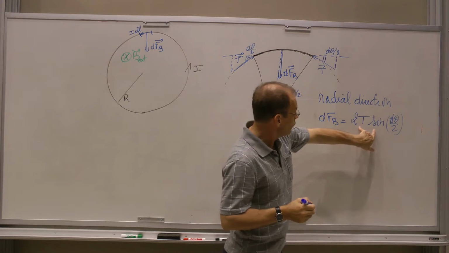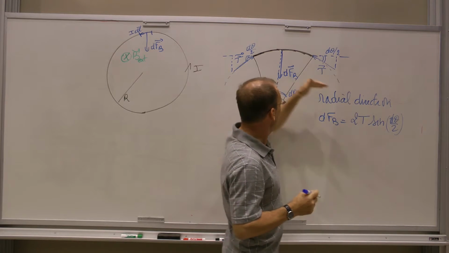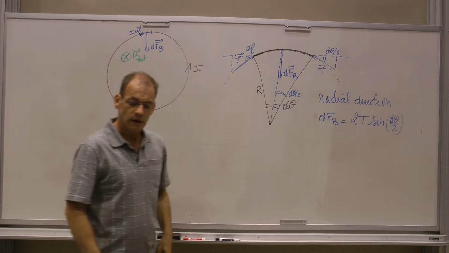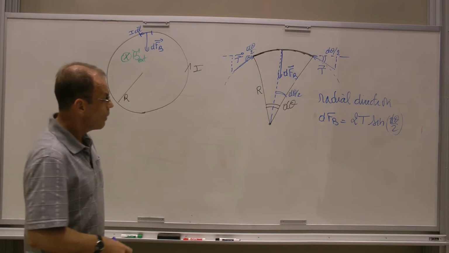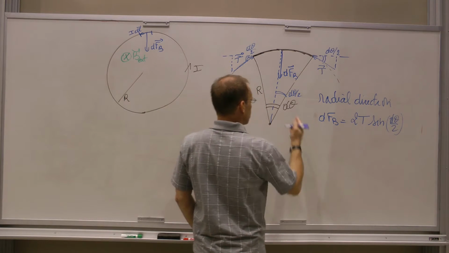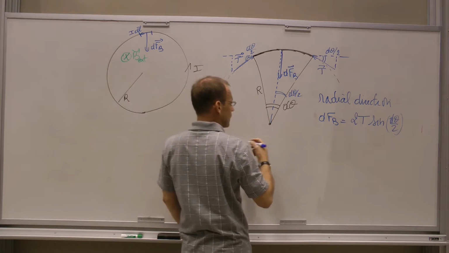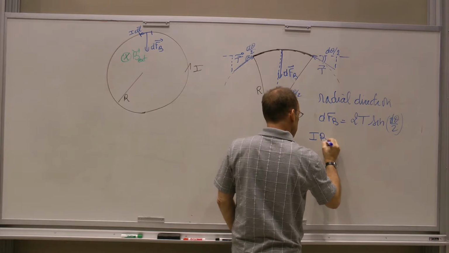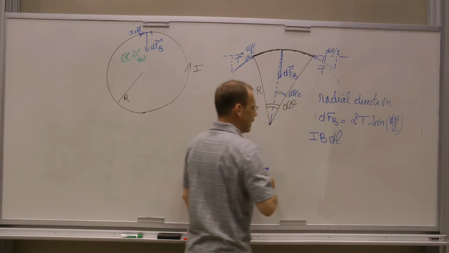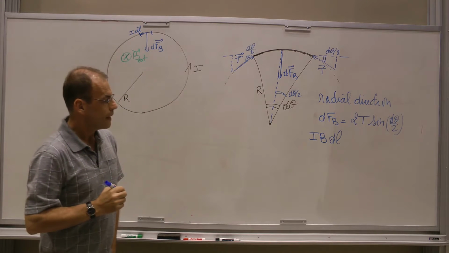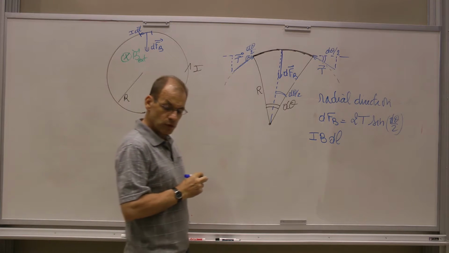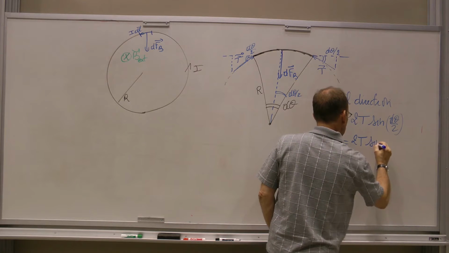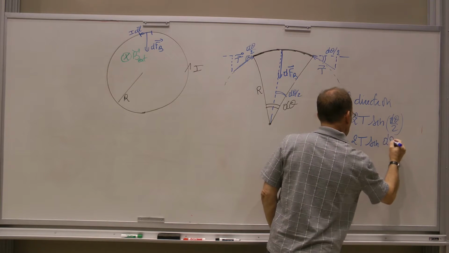This is the force, the two forces opposing the compression of the loop due to the magnetic field dFB. What is the value of dFB? Well, if there's a current I passing through an external magnetic field, dFB is equal to IB dl, the length of that. And that has to be equal to 2T sine d theta over 2.